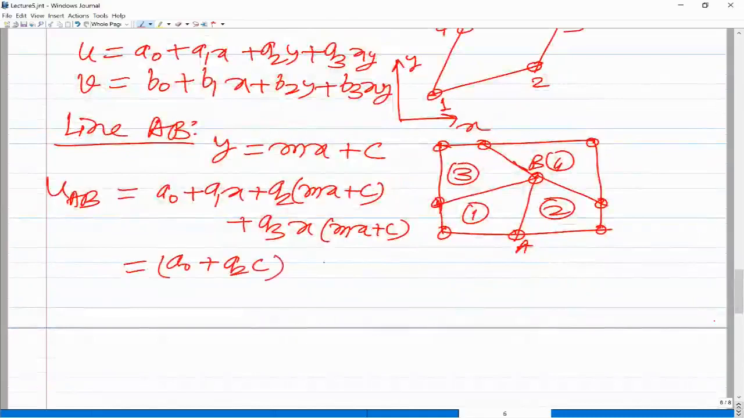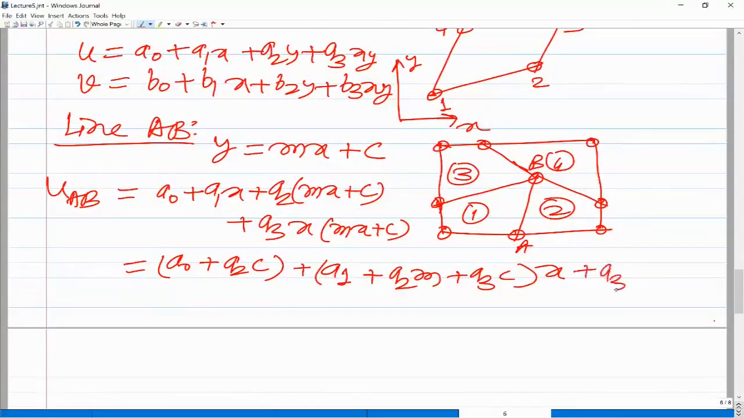These are the constant terms. Then terms linear in x are a1 plus a2 into m plus a3 into c, that is x, and then we have a3m into x squared. So in this case, u along AB is quadratic in x, whereas we have only two values of u common at A and B.